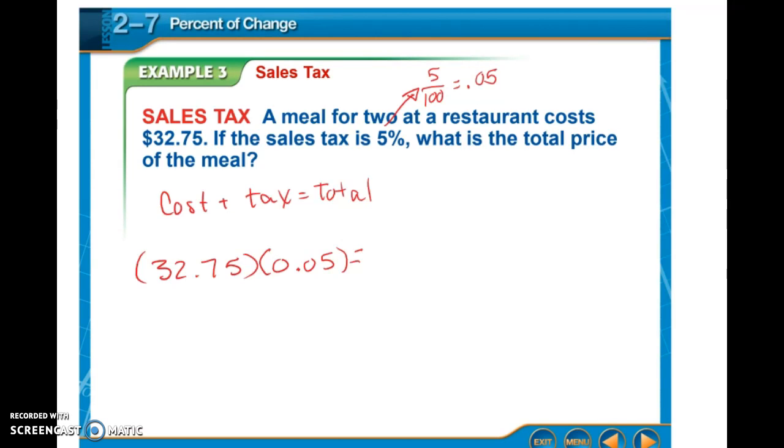So if I figure out just the sales tax on this, and I'm going to do this quickly because I'm running out of time on my video here, times 0.05 equals $1.6375 for sales tax. So you take your original cost and you add the sales tax. And if I add those together, you end up with $34.39. So sales tax is an addition.